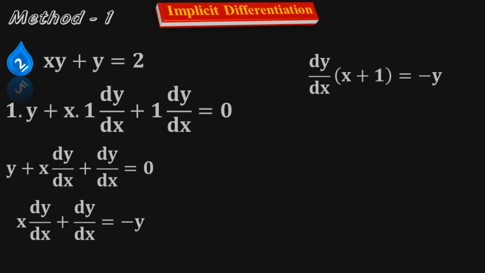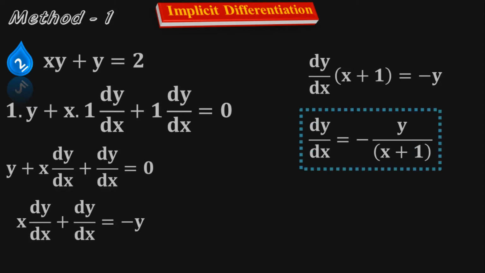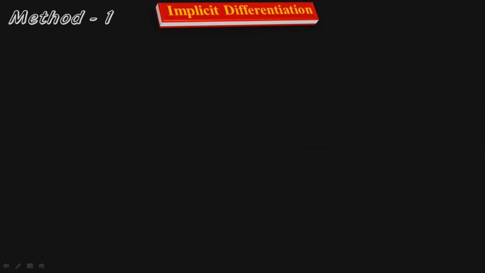Since I need dy over dx here, when you divide both sides by x plus 1, this x plus 1 will cancel with x plus 1. I will have x plus 1 in the denominator for the right side. So I can write that dy over dx equals negative y over x plus 1. This is the final answer. This is the implicit differentiation of the given function by using method 1. This is going to be the final answer.